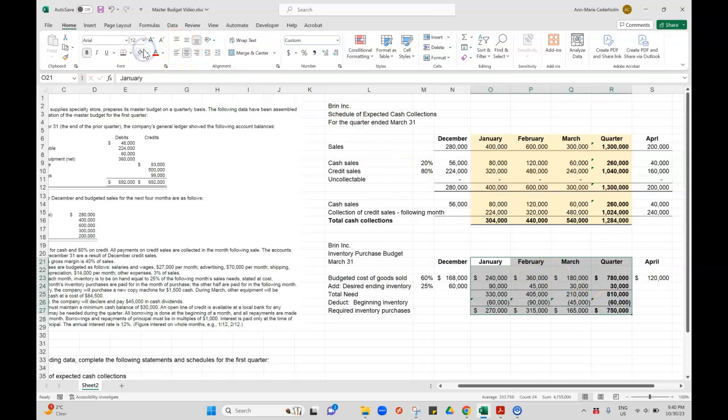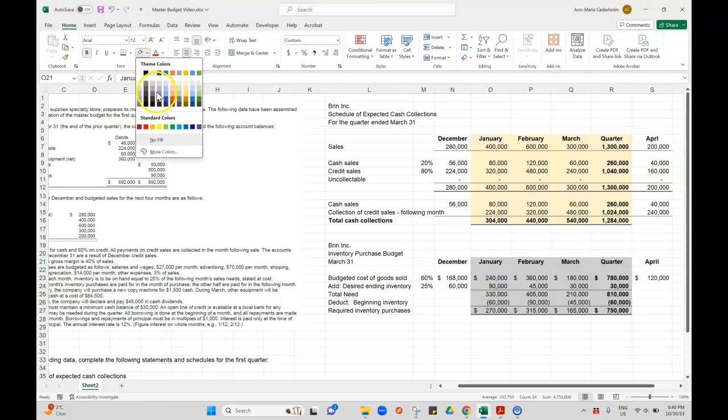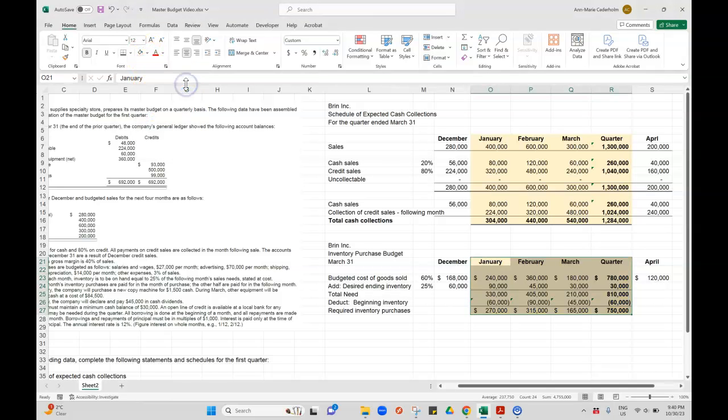It's good for you guys to see me make mistakes as well, only because there's a lot of information here and sometimes we do make mistakes. As long as you catch them, that's why it's really good to have someone else double check your work, then you can fix it and then just move on. Okay, so that is the inventory purchase budget.